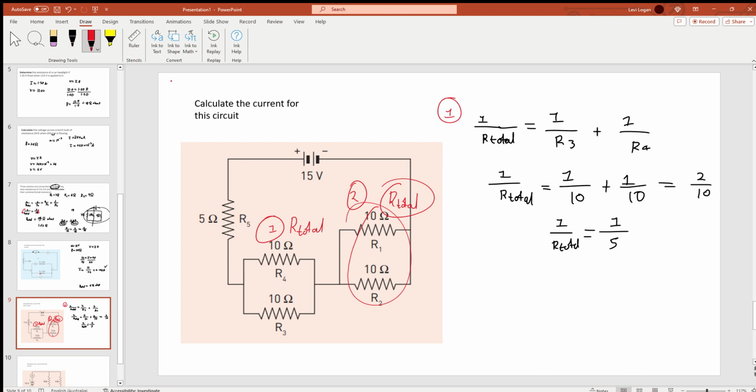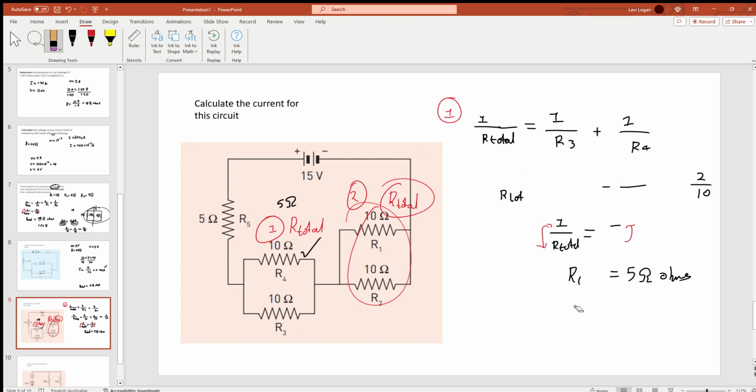Then what you're going to do is you're going to flip your fraction, so you can turn these guys around as long as you turn this one around as well. So R total will be 5 ohms for this section here. So that entire section here I can rewrite as just 5 ohms, and that's that one done. Okay, so that would be the working. You would need to work out the total resistance there. Now we're going to rub this out, and we're going to do the same thing for section 2. So rub this out.